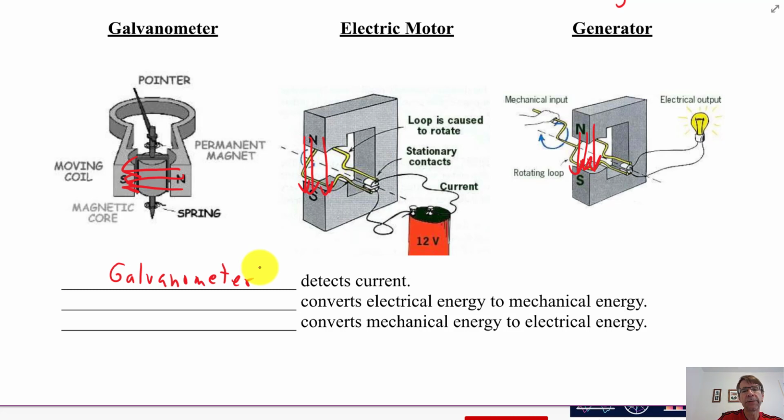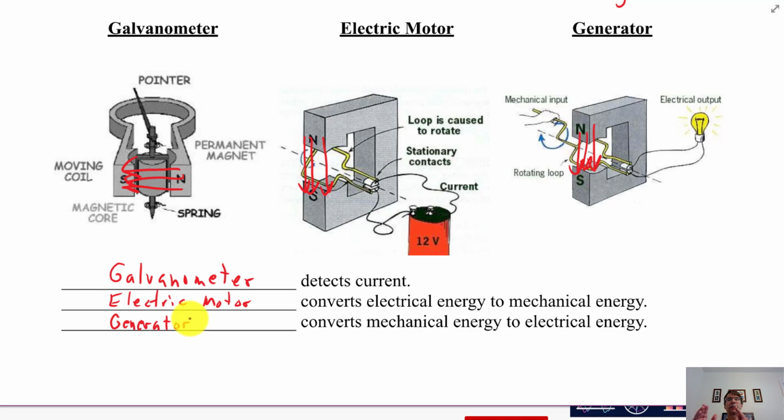The electric motor, not gasoline motor, is for an electric motor. It converts electrical energy to mechanical energy. So you put in electrical energy, it creates a magnetic field in the loop, and then there's a torque on the loop, and the loop starts to turn, and you can connect it to fan blades or the wheels of your car, and you have an electric motor. And then finally the generator, which is making use of the Faraday's law directly, converts mechanical energy to electrical energy.